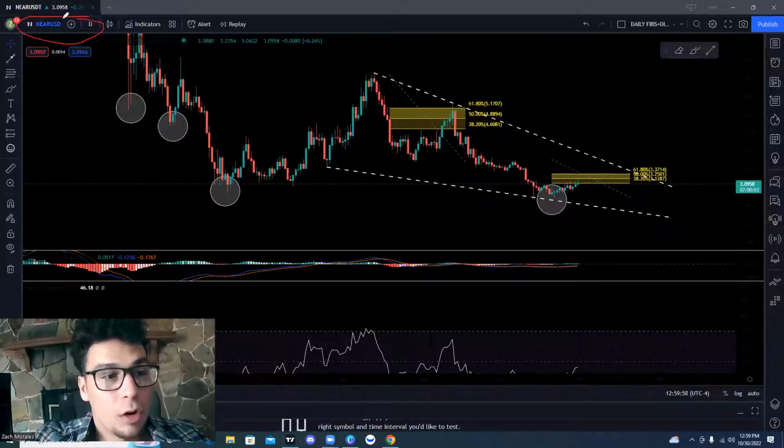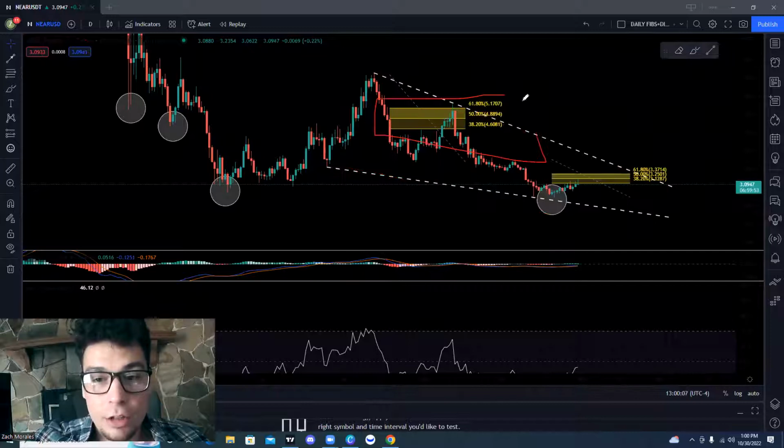We're going to look at Near Protocol on the daily chart. I'm going to break it down for you guys. We're going to go over some chart patterns that you can start to use for yourself and chart up. We're going to go over these three levels right here using the fib tool.